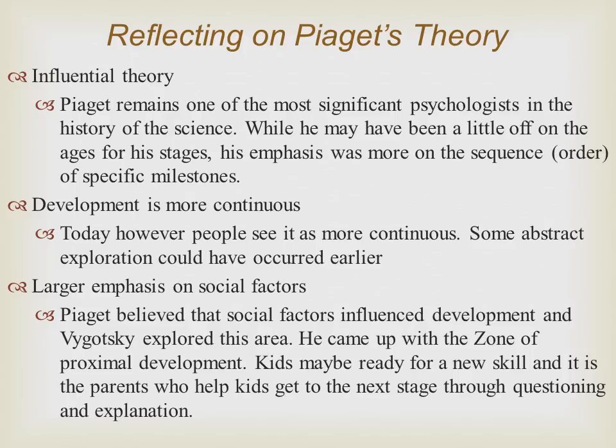He also didn't think that social factors influenced kids as much as other researchers have found, that social influences really also impact cognitive development. So Piaget believed that social influence mattered, but Vygotsky really explored this area. Vygotsky came up with the idea of zone of proximal development. He thought that kids could be ready for a new skill, and how they actually get to the next stage is because of their parents.